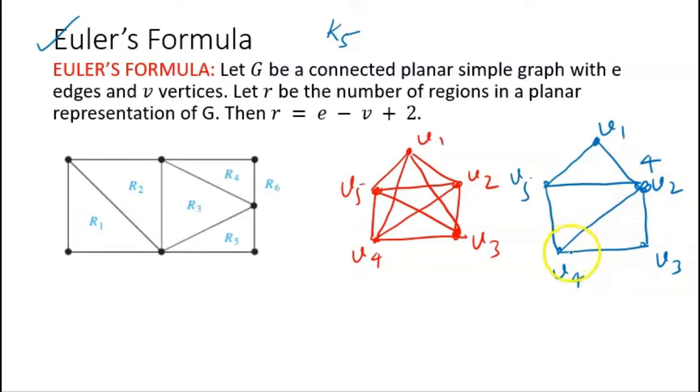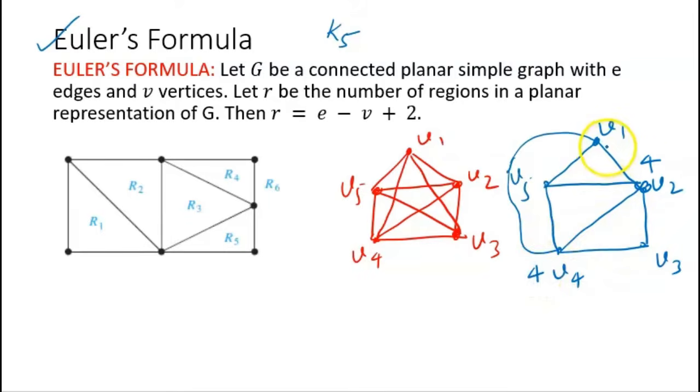Now degree of this vertex is 3, 1, 2, 3, and I need to join it with V1. But since I want to avoid the crossing, I can move like this. So I moved like this. I avoided the crossing and I joined V1 and V4. So now degree of 1, 2, 3, 4, V4 became 4.